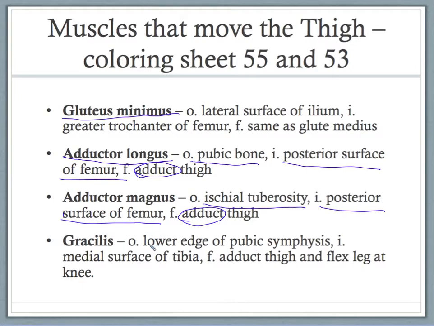And your last one is your gracilis. This one originates on the lower edge of the pubic symphysis, so right along your pubic tubercle, inserts at the medial surface of the tibia, and functions to adduct the thigh and flex the leg at the knee. So if you're straight-legged, it can adduct your thigh. If you want to bend your legs, it helps with knee flexion. So flex the leg at the knee.